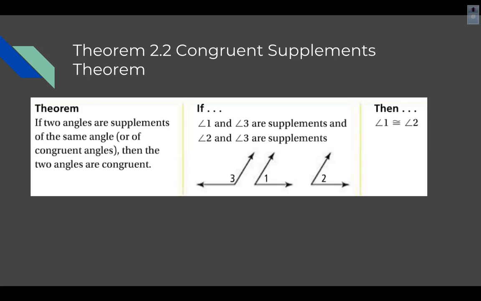For instance, put a number in here. If this is 120, this is going to be 60. Well, if this is still 120, then this has to be 60 in order for these to be supplementary, so therefore these have to be the same value.